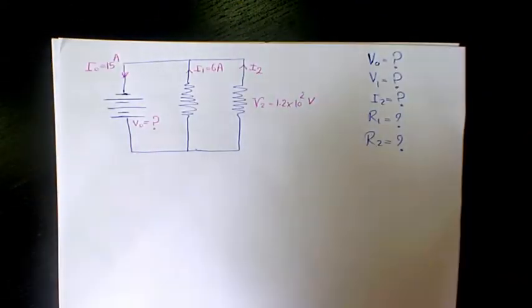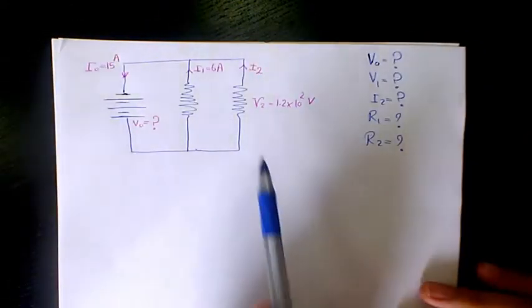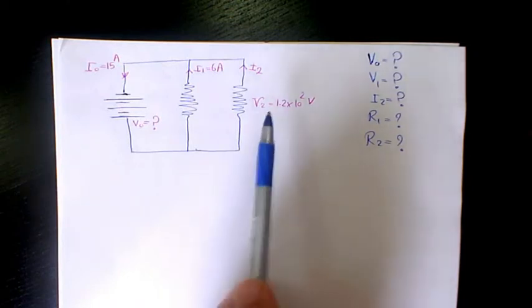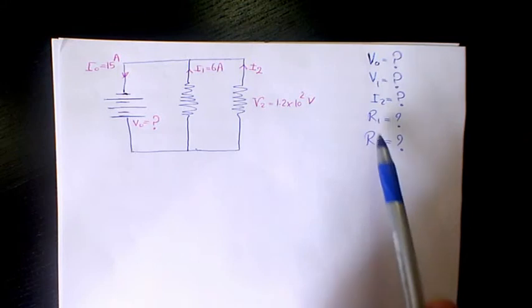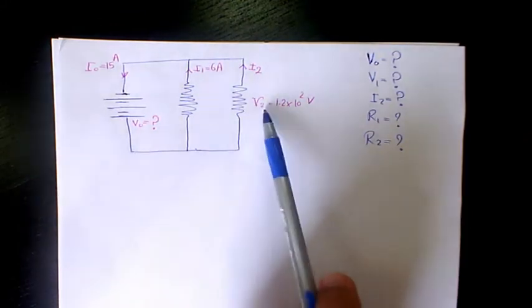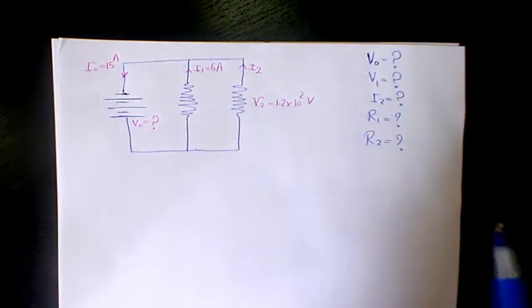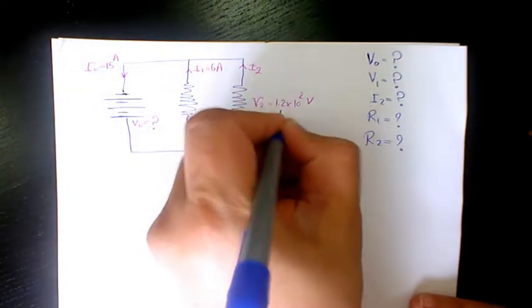So we are dealing with this electric circuit right now. We have two resistors in here. Let's call them R1 and R2. None of them are given. We need to find out both. V2 is given, which is 1.2 times 10 to the power of 2, which is going to be 120 volts.